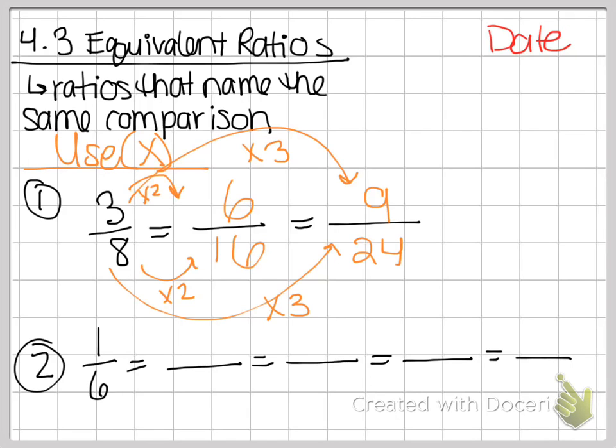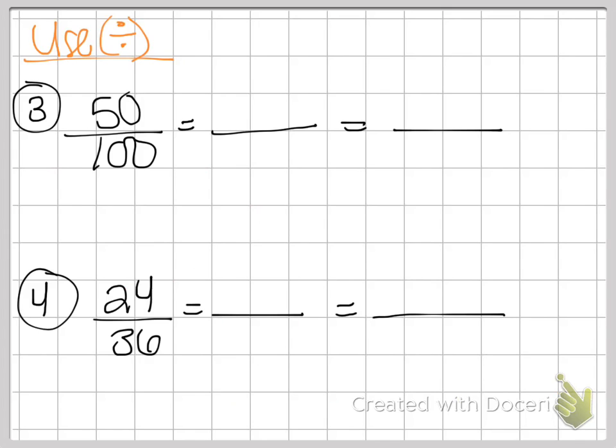So if I want to continue using that for the second example, 1/6, I can just keep continuing with the pattern, times 2, and keep going. 1 times 3 is 3, 6 times 3 is 18, times 4, 4/24, times 5, 5/30. So I just made 1, 2, 3, 4, 5 equivalent ratios simply by multiplying the numerator and the denominator by various amounts. Another way that I can make equivalent ratios is by using division.